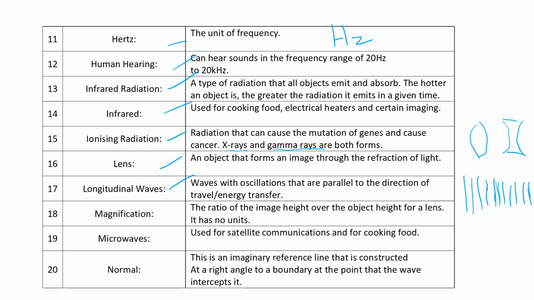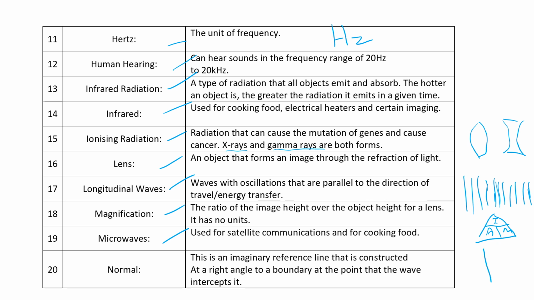Longitudinal wave. The ratio of an image height over the object height for a lens, and has no units. Okay, so the equation for that is on your equation sheet. It's magnification. Used for satellite communication and for cooking food: microwaves. This is the imaginary reference line that is constructed at a right angle to a boundary at the point where the wave intercepts it.